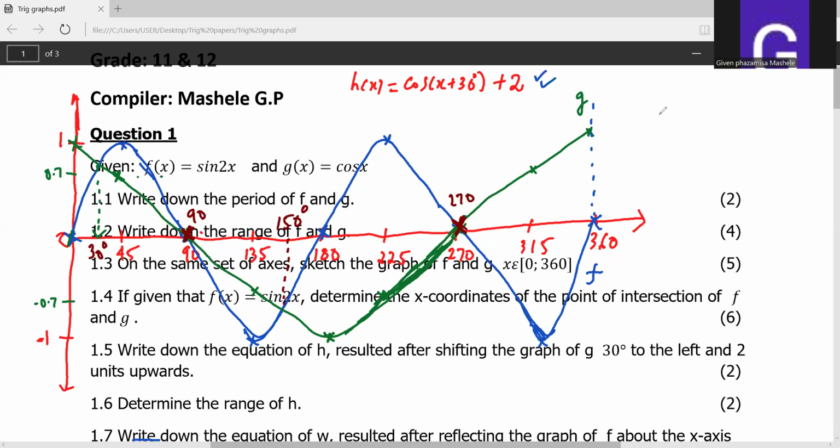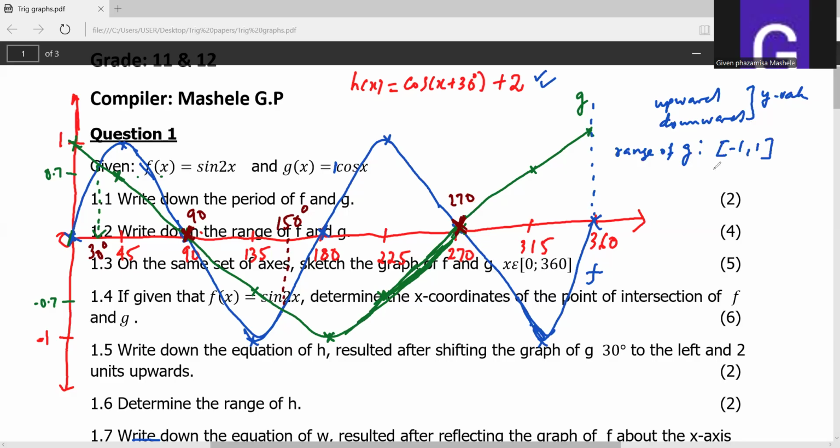Remember, the graph that is shifting upwards or downwards always affects the what? The y values, like what I said. So before we start analyzing this, what was the range of g? Remember, the g has an amplitude of 1, which means the range of g was from minus 1 to 1. And you can also read from this graph, the minimum is minus 1, the maximum is 1.